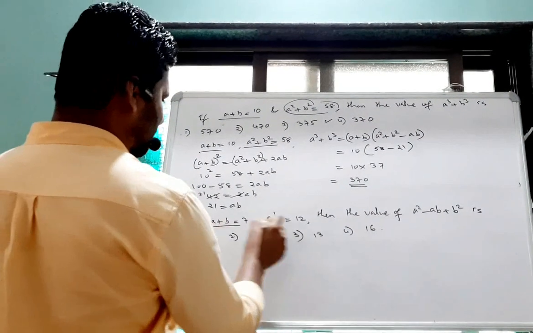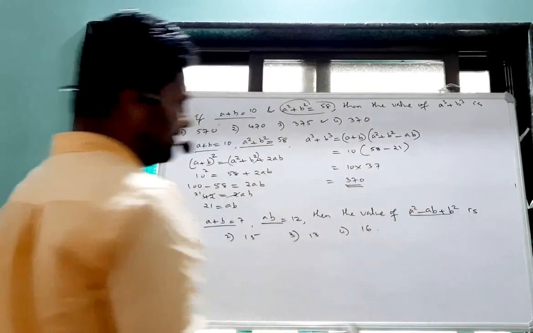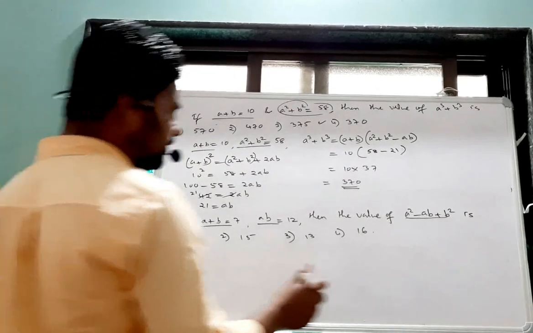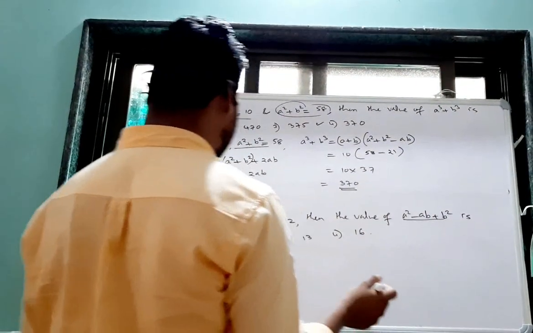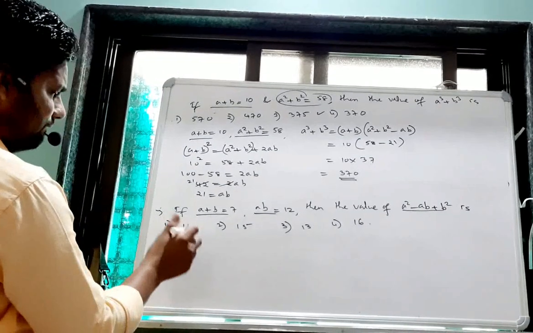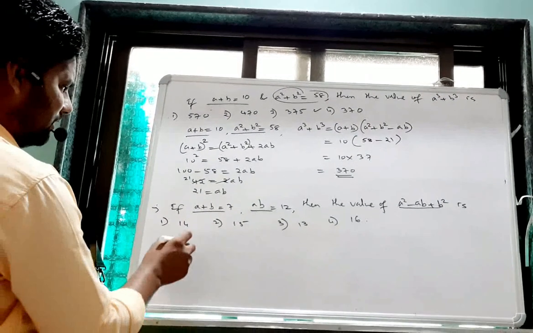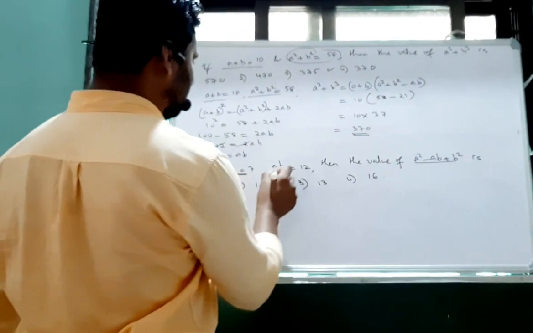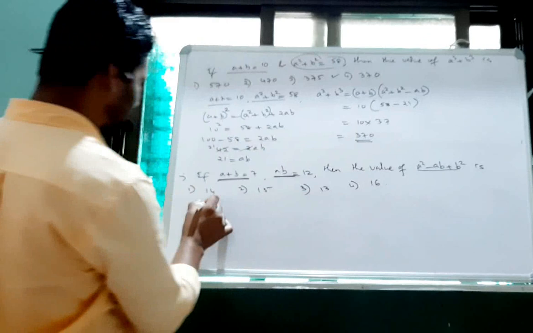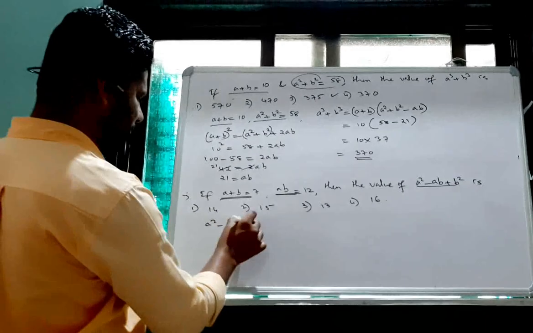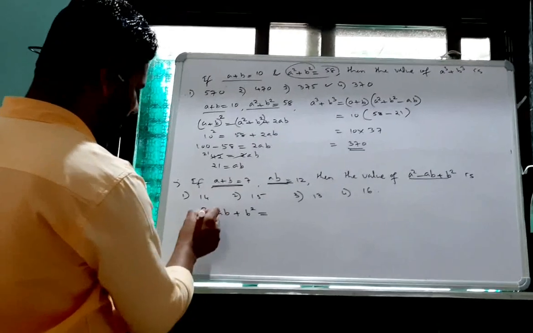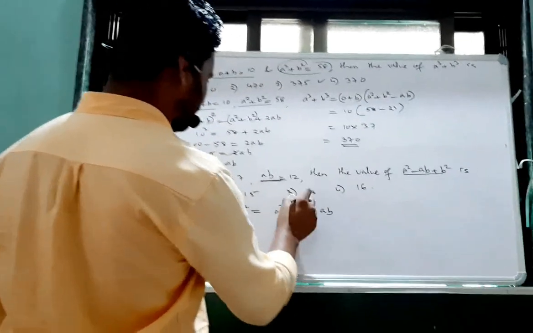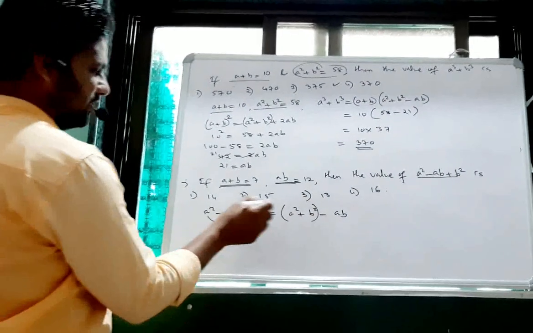a + b is given as 7, ab is 12. We want a² − ab + b². Again, a² − ab + b² is available in the formula. So here we want a² − ab + b², which can be arranged like this: a² + b² − ab.